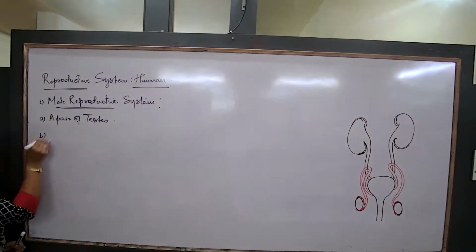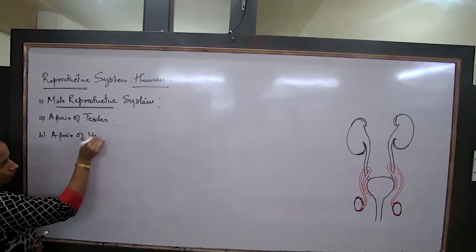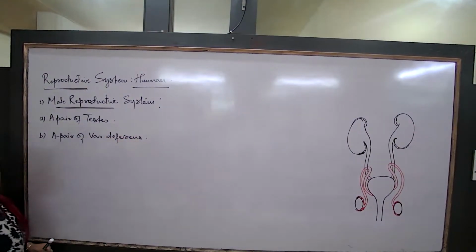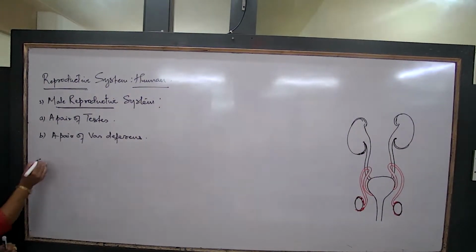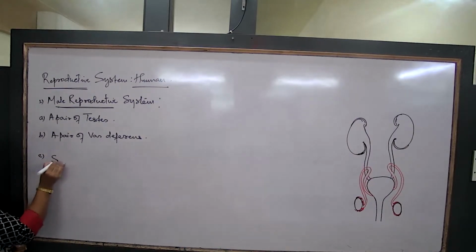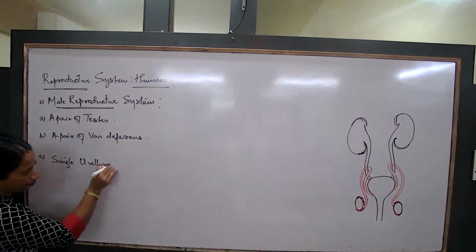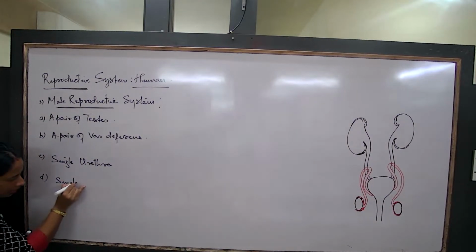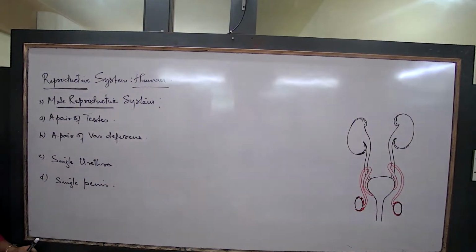The second would be a pair of vas deferens. Check the spelling of vas deferens. Students would always write "difference", the English word difference's spelling. Now third is a single urethra. And fourth would be a single penile region. So these are the different parts.